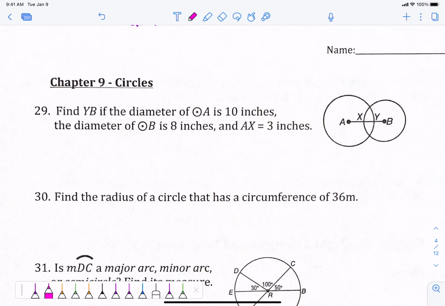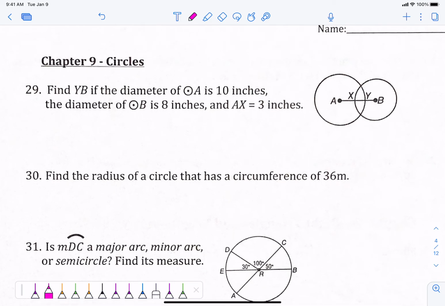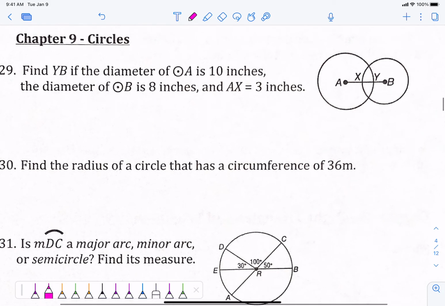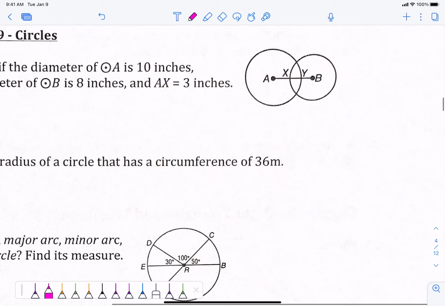Okay, 29. Here we go. This is all about circles. Everything that we have to know about circles. Oh, this is easy stuff.